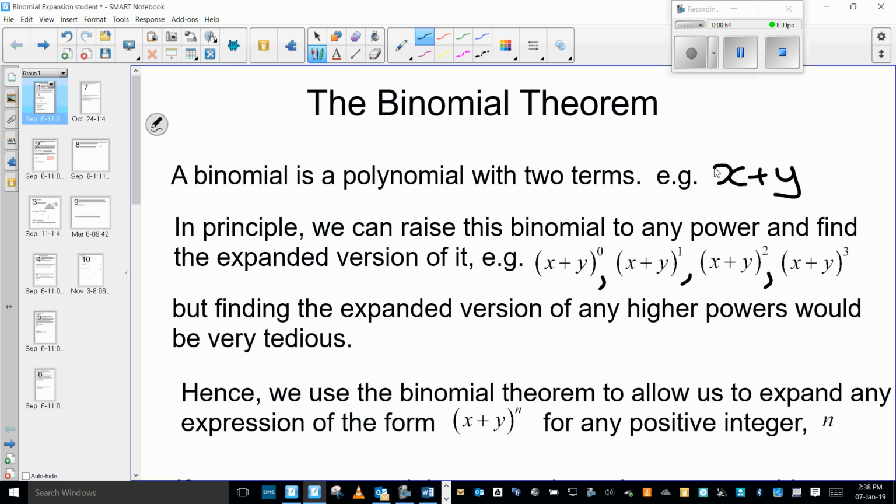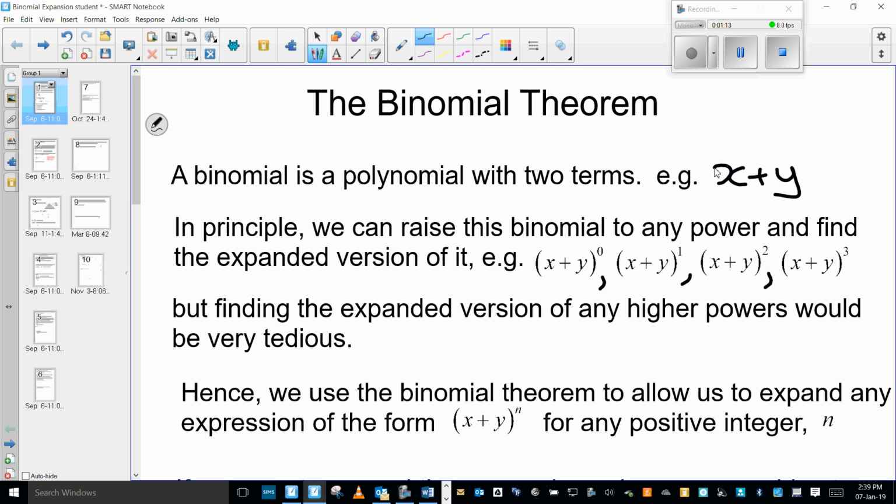How would we do that? What would x plus y all to the power 0 be? Careful. It's 1. Anything to the power 0 is 1. If we had x plus y to the power 1, what would it be? x plus y.